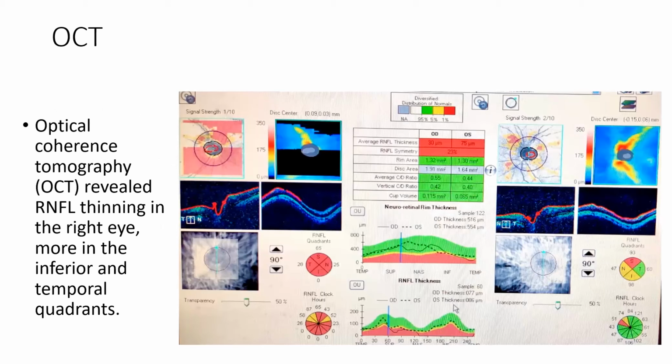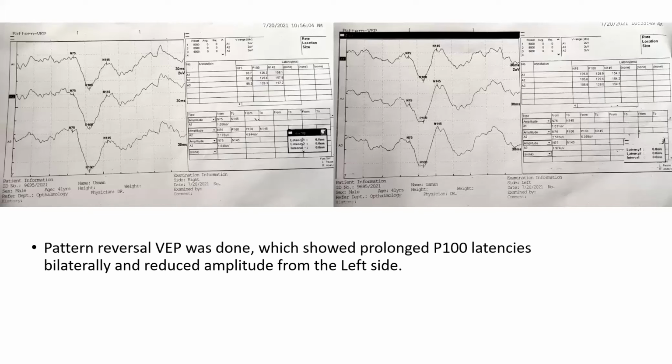OCT was done, which revealed RNFL thinning in the right eye, which was more in the inferior and temporal quadrants. The patient was sent to neurology to get a visual evoked potential done. This is the report. It shows the pattern reversal VEP was done, which showed prolonged P100 latencies in both the eyes and reduced amplitude from the left side.